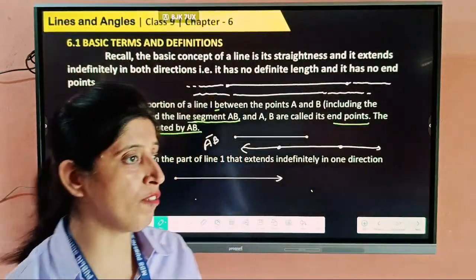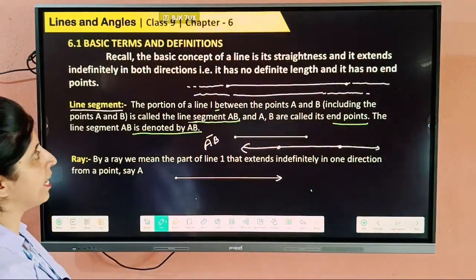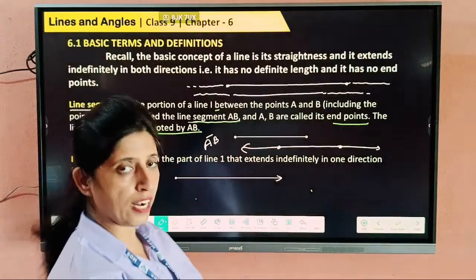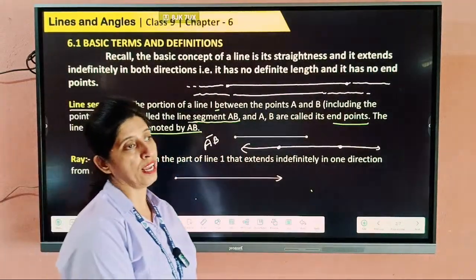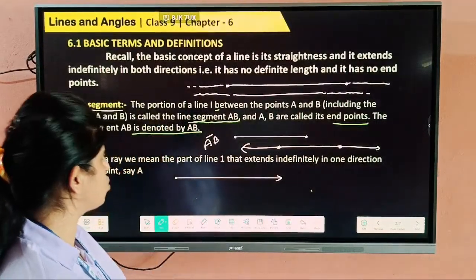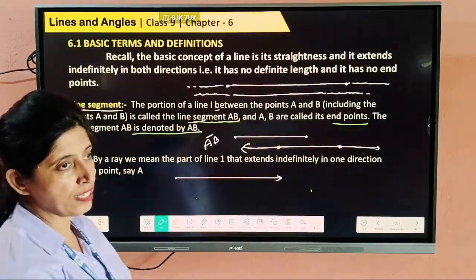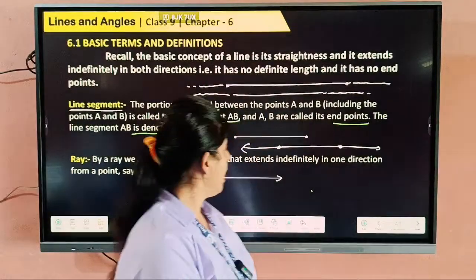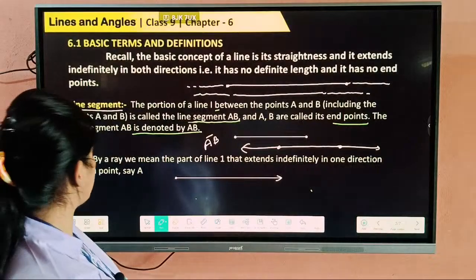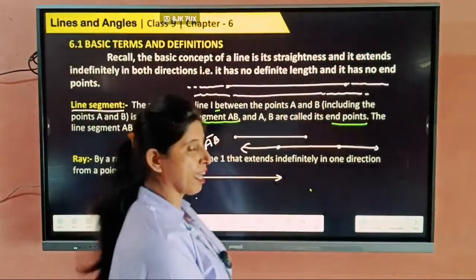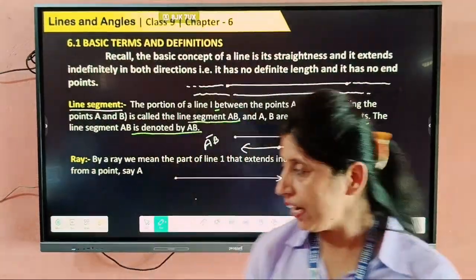So what is the difference between a line and a line segment? A line has no definite length. We can't define the length of a line, but for a line segment, we can define the length. A line segment has 2 endpoints, A and B, and it is a portion of a line. The portion between points A and B is called the line segment AB, right?